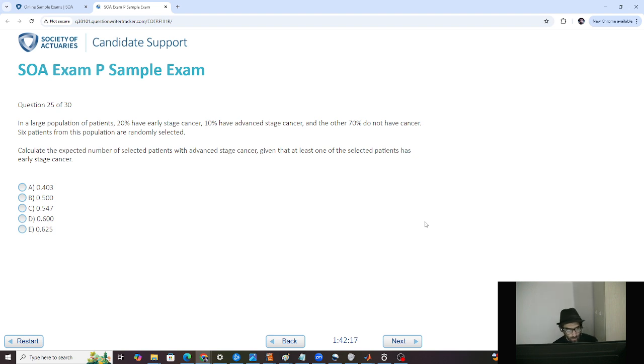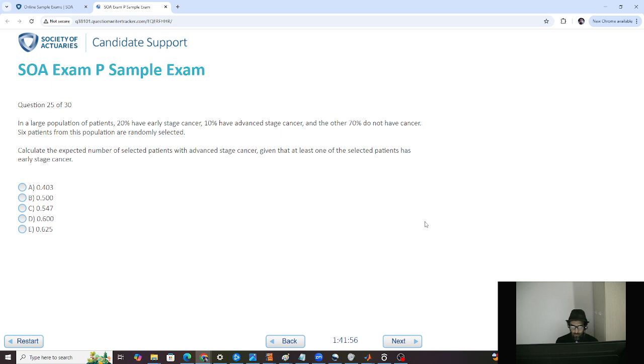In a large population of patients, 20% have early stage cancer, 10% have advanced stage cancer, 70% do not have cancer. 6 patients are randomly selected. Calculate the expected number of selected patients with advanced stage cancer given that at least one has early stage cancer. Okay.